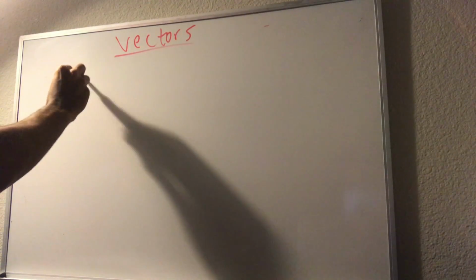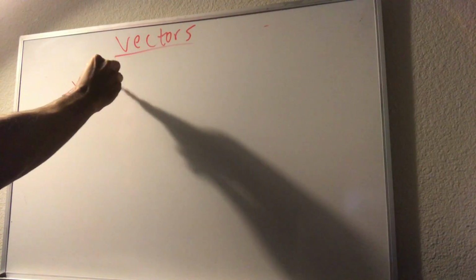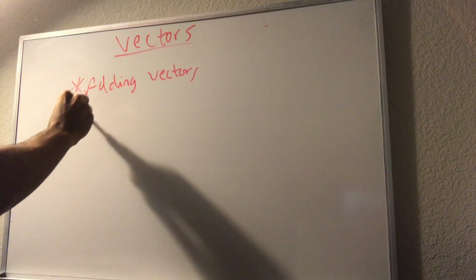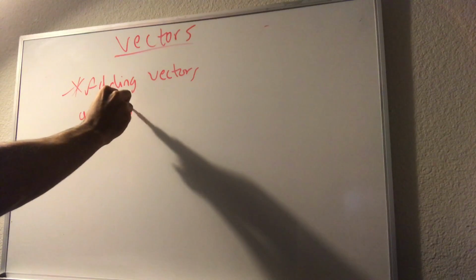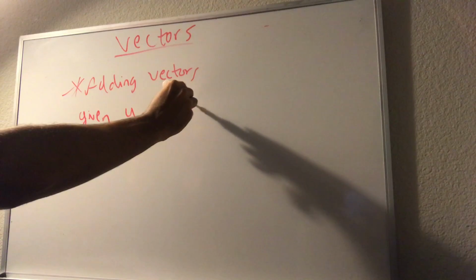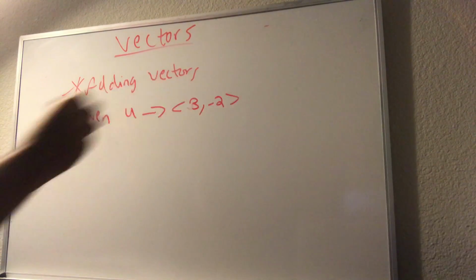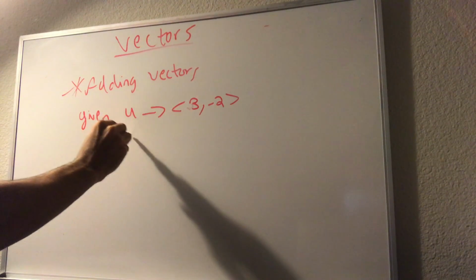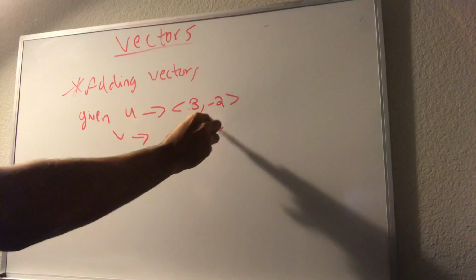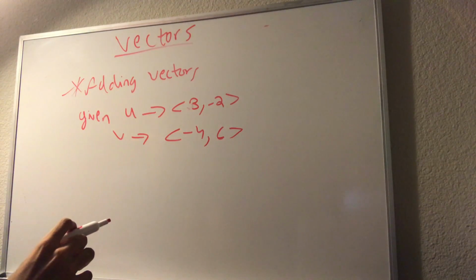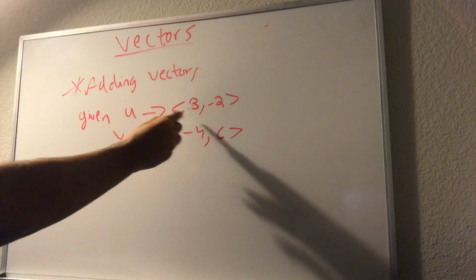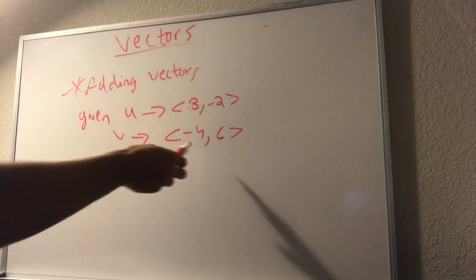The first thing I want to really go over is adding vectors. If you want to add vectors, you may be given, for instance, u as (3, -2), and v is given as (-4, 6). So that's how you can denote the vectors, using this symbol here: 3 comma negative 2 and negative 4 comma 6.